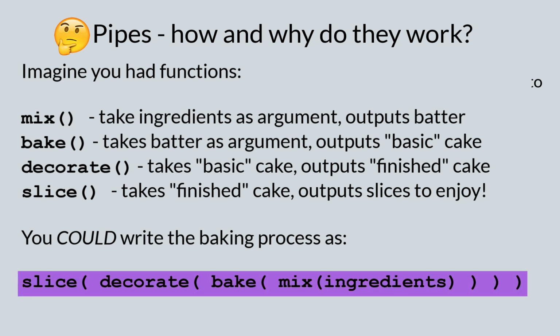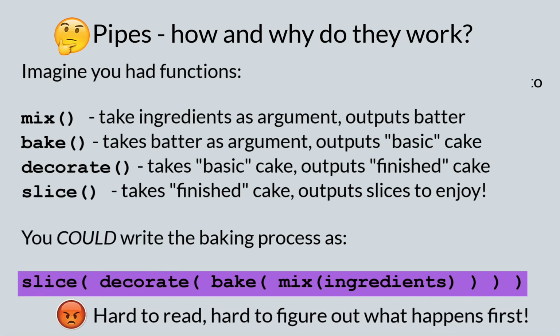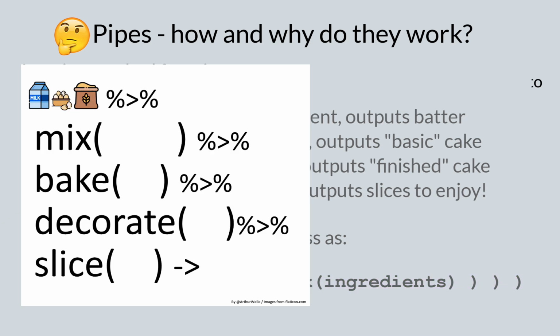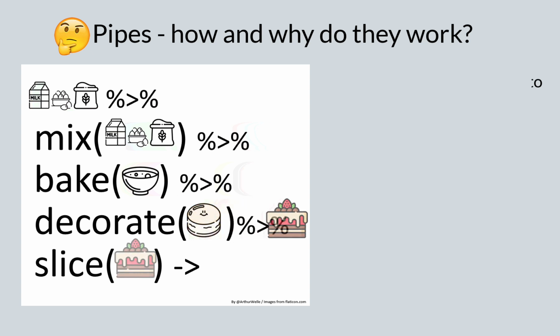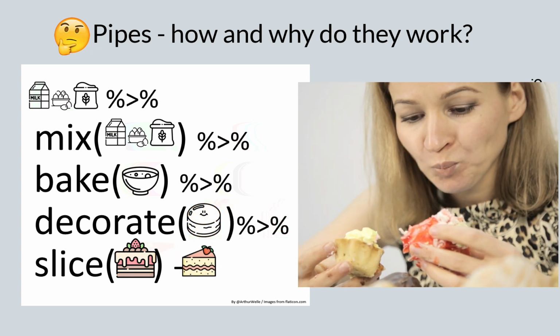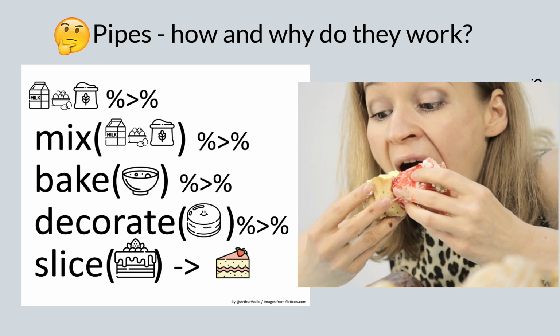But I think you'd agree that this nesting makes the code very unreadable. It's hard to know really where to start. How deep do we have to dive into this line of commands to figure out what happens first, then next, etc. Piping is just so much easier. We start out with our object ingredients and we pipe that into the mix function to mix up the batter. We pipe that output into the bake function to bake the cake and pipe that into the decorate function to make it nice and pretty. And then we take that output and finally pipe that into the slice function, slice it up, serve it to everyone, happy crowd, triumph.